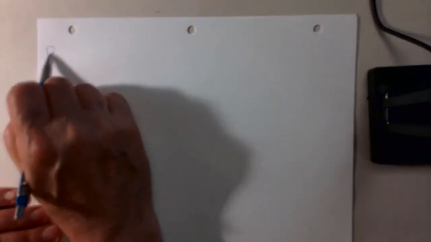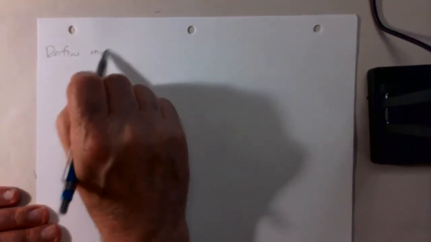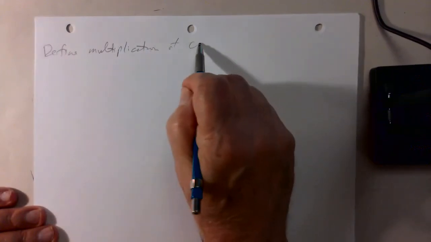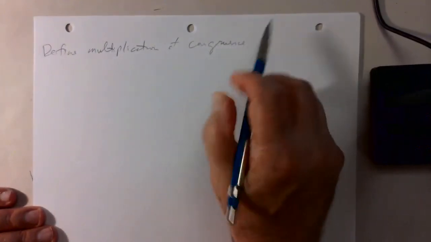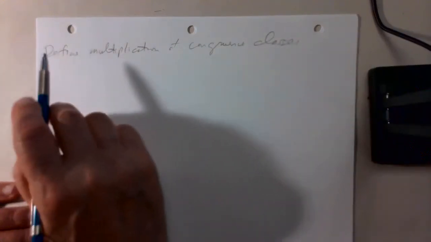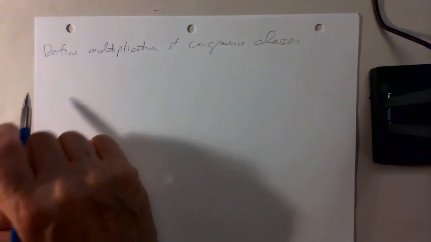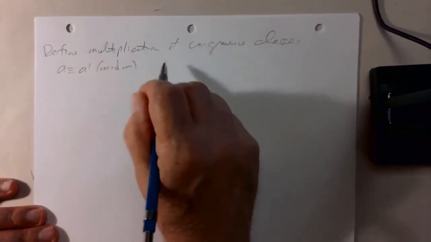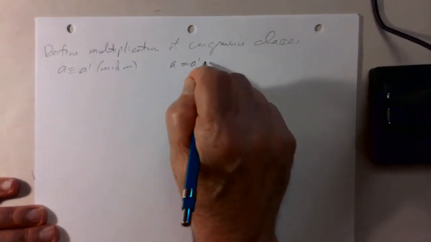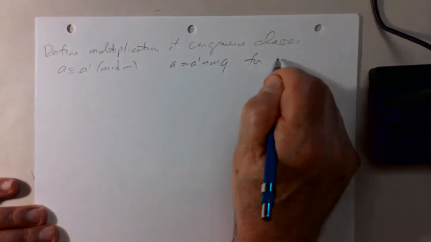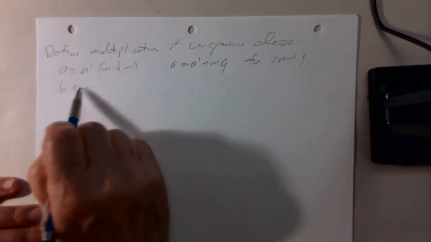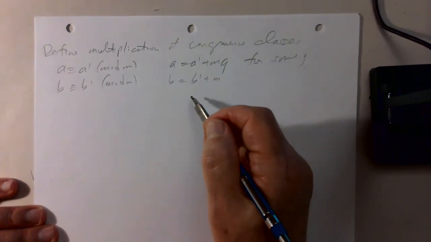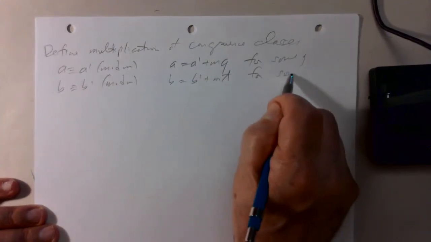I want to define multiplication of congruence classes. And again, suppose a is congruent to a prime mod m. So a equals a prime plus mq for some q. And suppose b is congruent to b prime mod m. So b equals b prime plus mt for some t.